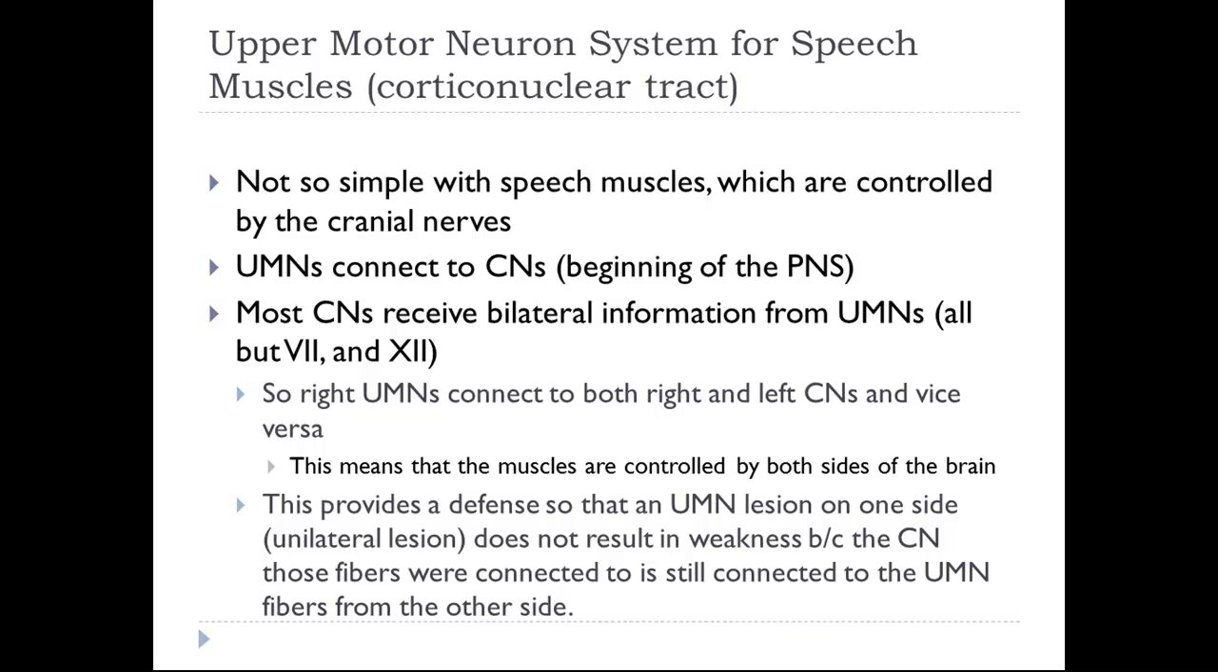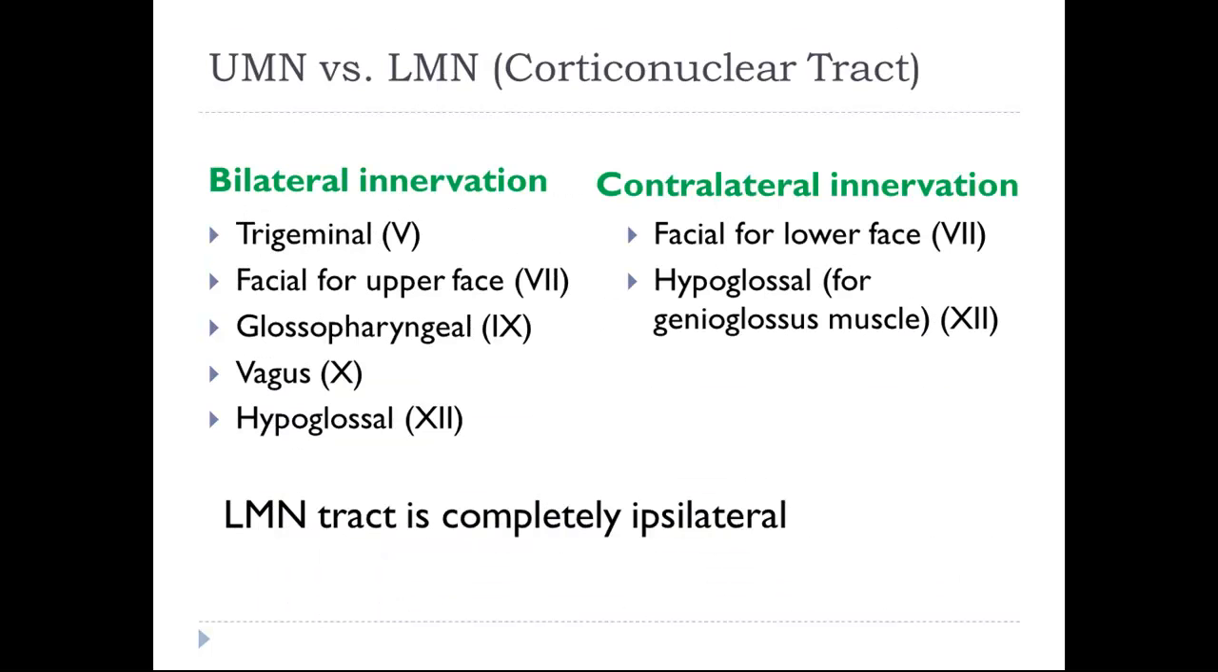This provides a defense, obviously, so that if you have an upper motor neuron lesion to a bilaterally innervated muscle, that one side, that unilateral lesion, doesn't have that much of an effect because that muscle can still receive information from the other side of the brain. Okay, so we're going to just focus a little bit on specifically the nerves for speech.